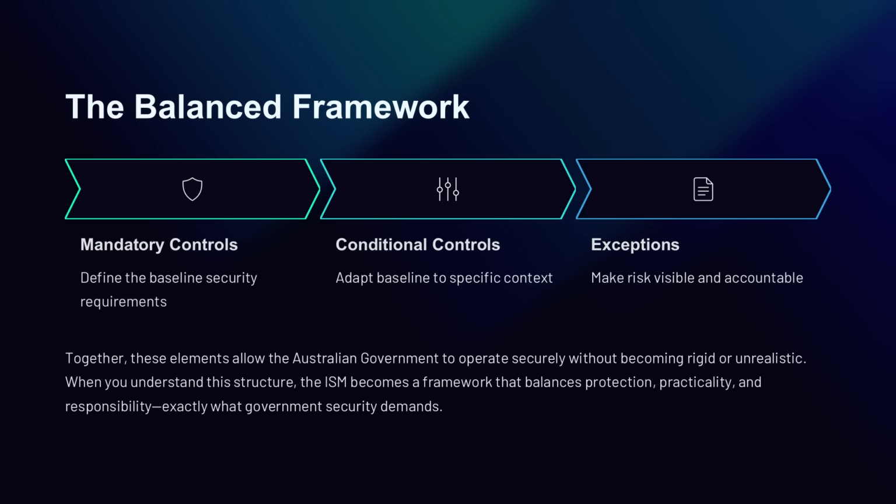The key takeaway from this lecture is simple but powerful. Mandatory controls define the baseline, conditional controls adapt that baseline to context, and exceptions make risk visible and accountable. Together, they allow the Australian government to operate securely without becoming rigid or unrealistic. When you understand this structure, the ISM stops feeling like a blunt instrument. It becomes a framework that balances protection, practicality, and responsibility. That balance is exactly what government security demands.